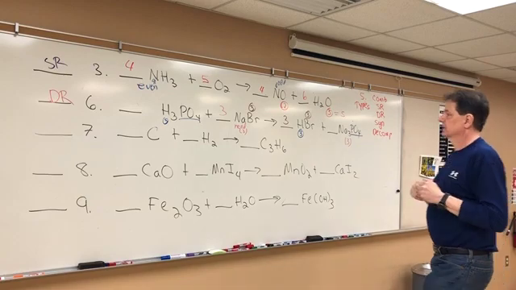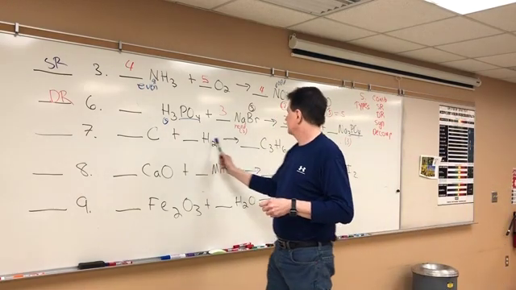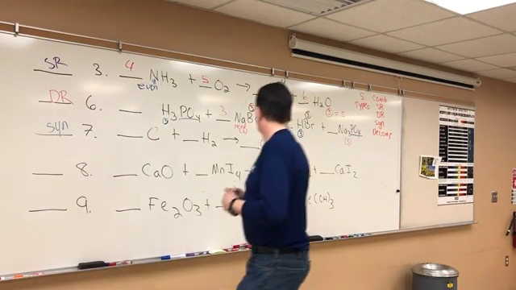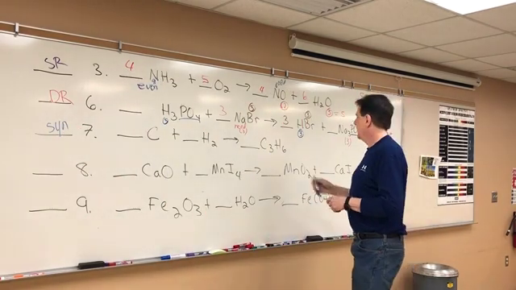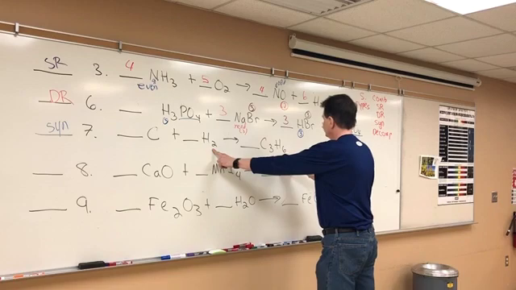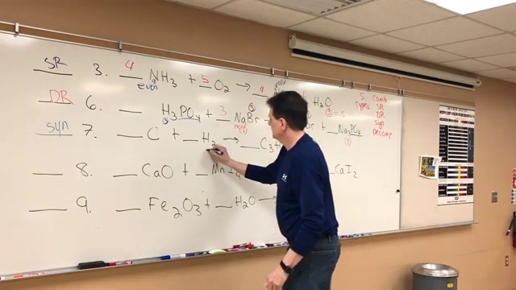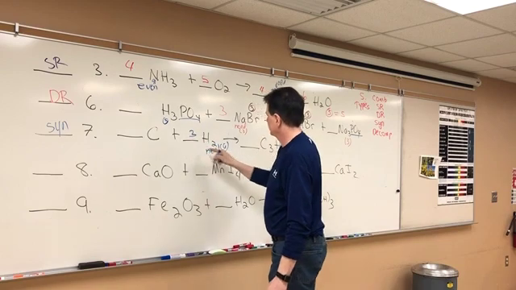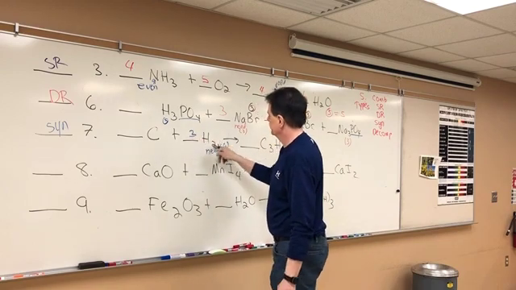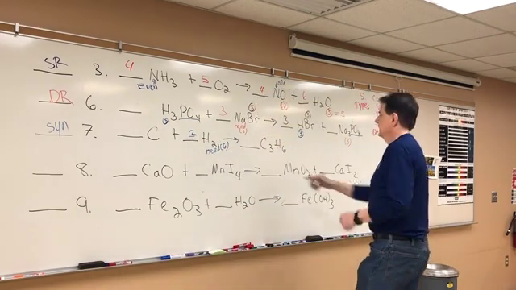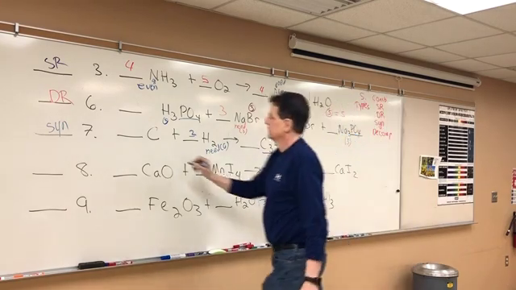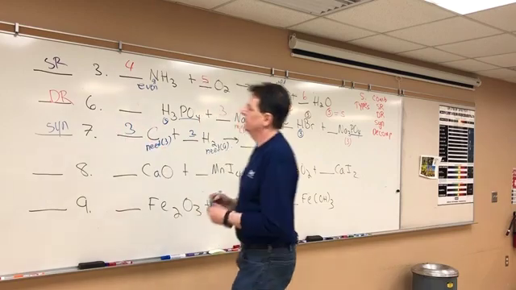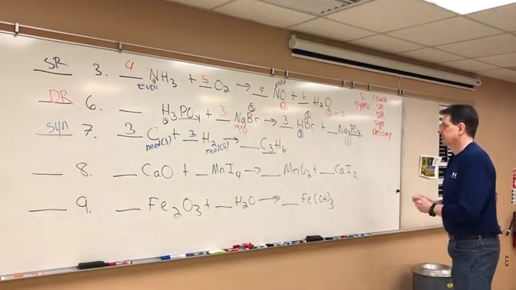Let's take a look. This looks like synthesis. A plus B makes AB. Yeah, that's synthesis. So let's start with hydrogen. We've got multiples of 2 and 6. So I'm going to need 6 here. That's where I'm going to start. If I need 6, 2 goes into 6 3 times. 3 times 2 gets me my 6. And then I just balance the carbon out because here I'm going to need 3. That takes care of that.